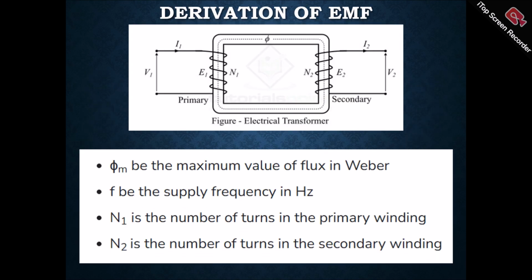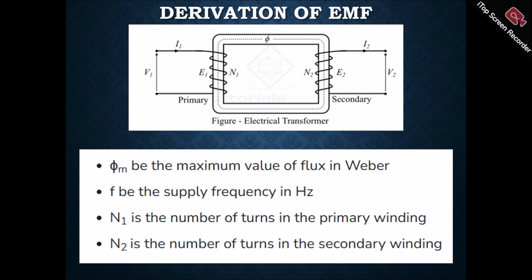Now we will discuss derivation of EMF. In figure 1, I have shown electrical transformer. At the left side, there are primary windings, and at the right side, there are secondary windings. At primary side, we have to apply V1 voltage, which will be alternate voltage. And at the secondary side, we will be getting V2 output voltage. When an alternating voltage V1 is applied to the primary coil of the transformer, an alternating current I1 flows through it, producing alternating flux in the core. This flux links with the primary winding, and according to Faraday's law of electromagnetic induction, an EMF E1 is induced in the primary coil. The value of E1 is given in the next slide.